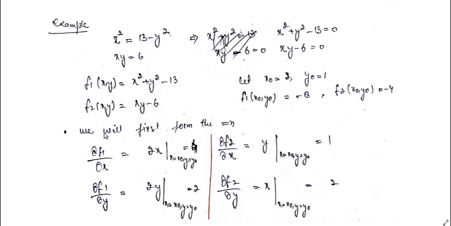So del f1 by del x will be equal to 2x, del f1 by del y will be equal to 2y. You can see when we put the value of x naught is equal to 2, 2 into 2 is 4, and y is equal to 1, this will be equal to 2. Similarly, del f2 by del x is equal to y, and del f2 by del y is equal to x. Here we have to use the partial derivatives. So when you put the initial values, it will be 1, and here it will be 2. So all the calculations are done.